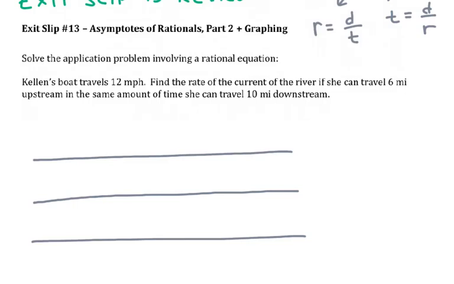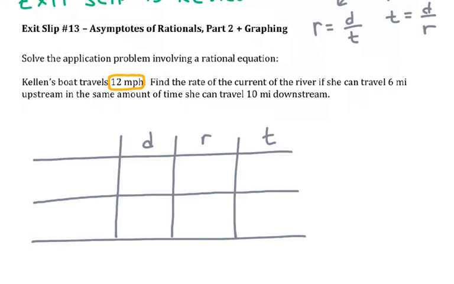So I know this problem is going to be about distance, rate, and time, so I just like to have space in my chart for those three quantities, distance, rate, and time. So let's go ahead and read through it, and then we'll fill in as much as we can. In this problem, we're told Kellen's boat travels 12 miles per hour. So that's a value that we're given, 12 miles per hour. Our job is to find the rate of the current.